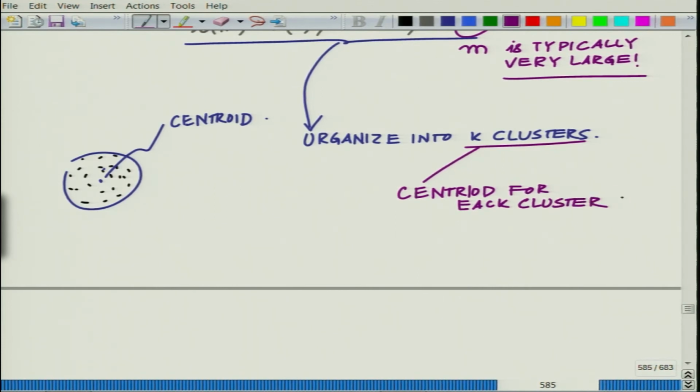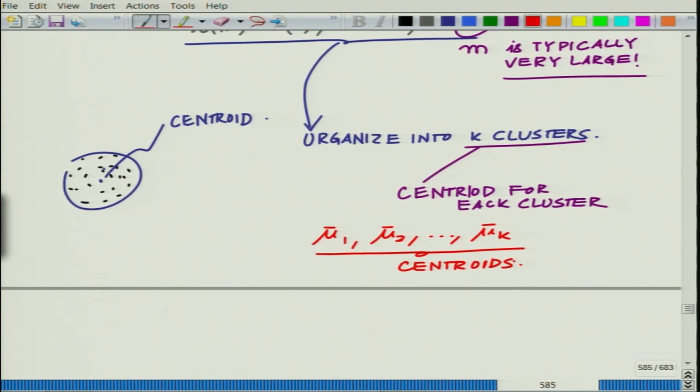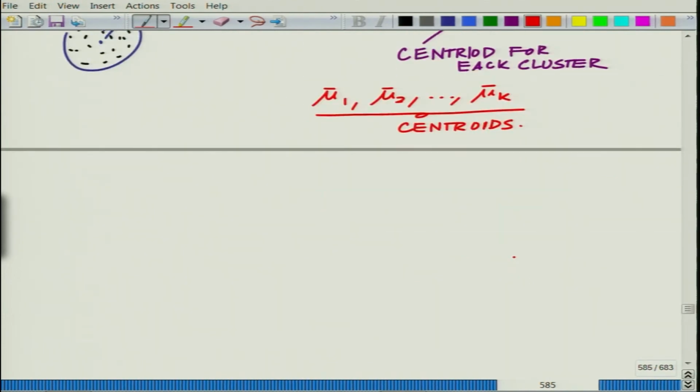So, we will determine the centroid for each cluster. Let us denote these by mu bar 1, mu bar 2, mu bar k. These are essentially the centroids, or center of gravity, or you can simply call them the centers.